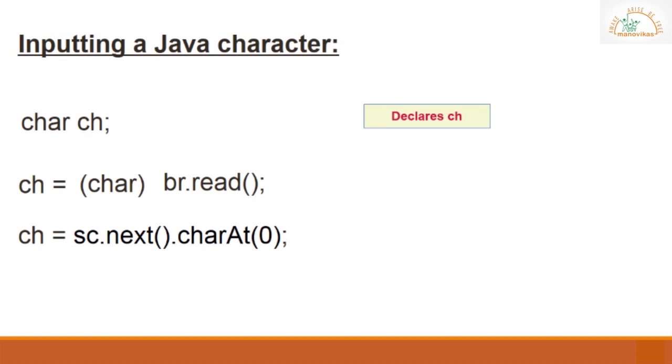The next line is ch is equal to char in bracket. I believe everyone remembers why do we write this char in bracket. That is for converting from one type to the other. Now br.read(). Read is a function which is used to input a character in Java. The next statement that is also used to input a character, but that is using scanner class.